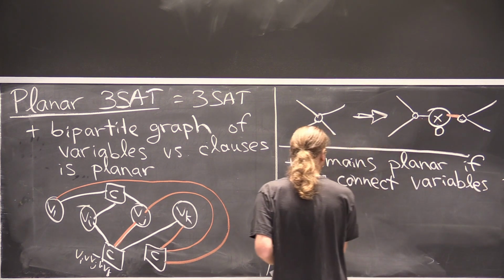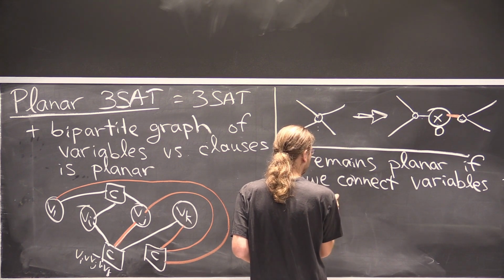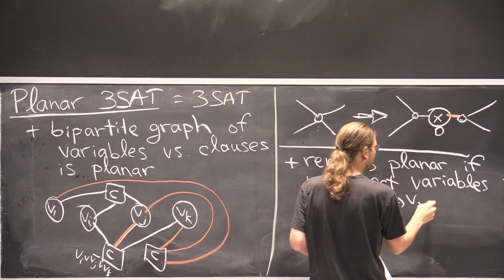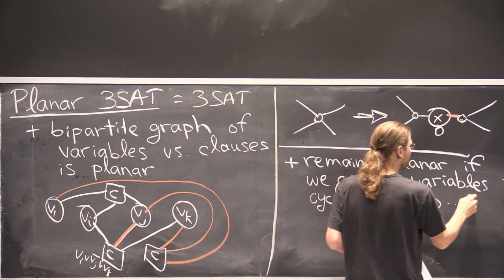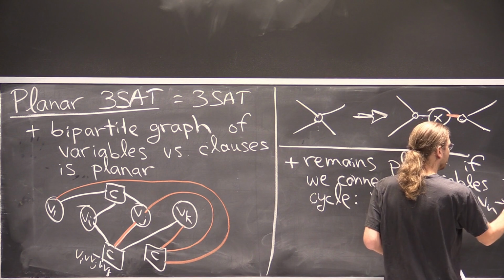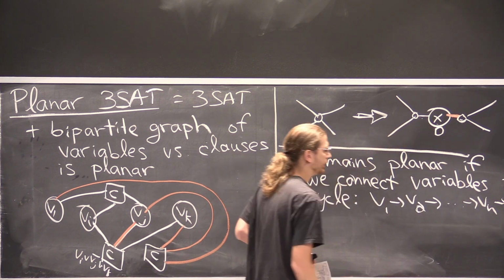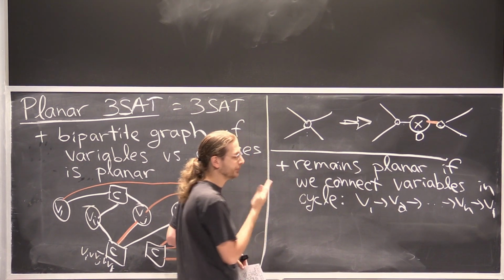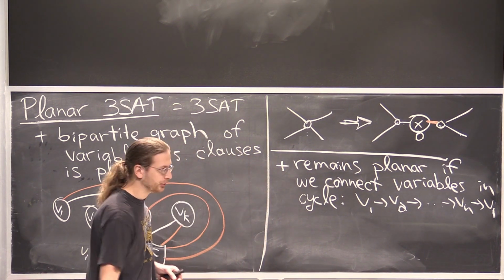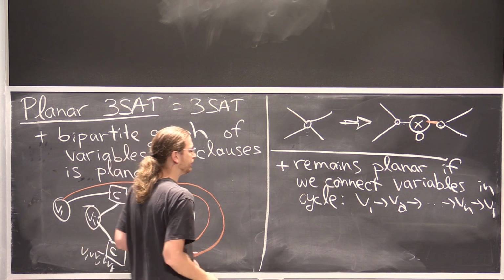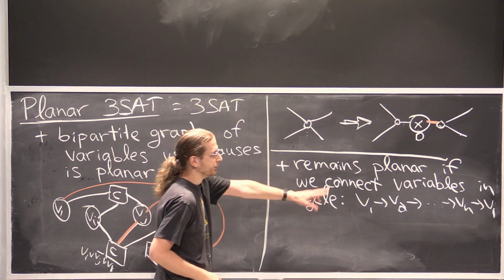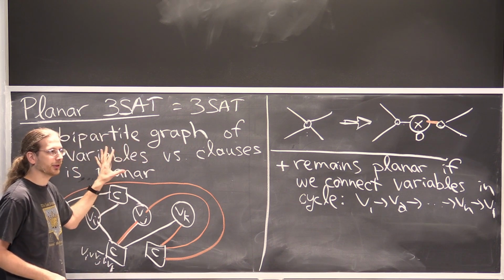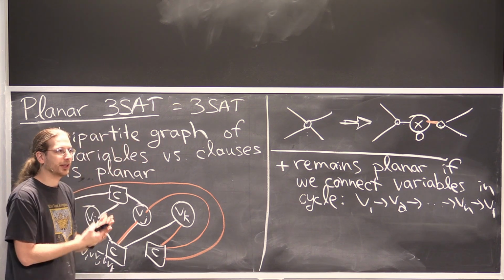In a cycle. So let's say we number the variables 1 through n. It doesn't matter how you number them. Well, in a certain sense. You can restrict to instances of 3SAT where this cycle plus the variable-clause adjacency graph is together planar.